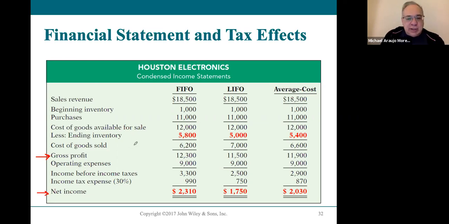If I were Houston Electronics, I would advise them to use the FIFO method because it provides for the highest gross profit, which means that if you do a gross profit margin, it's going to be high. And it provides for the highest net income. So if you do a profit margin, it'll also be high. LIFO would not be a good fit because it produces a very small gross profit and even smaller net income. So using LIFO would mean this company would not look as profitable as it needs to be, and I don't think that's a good idea. Same thing with average cost. It produces a slightly lower gross profit and a slightly lower net income.